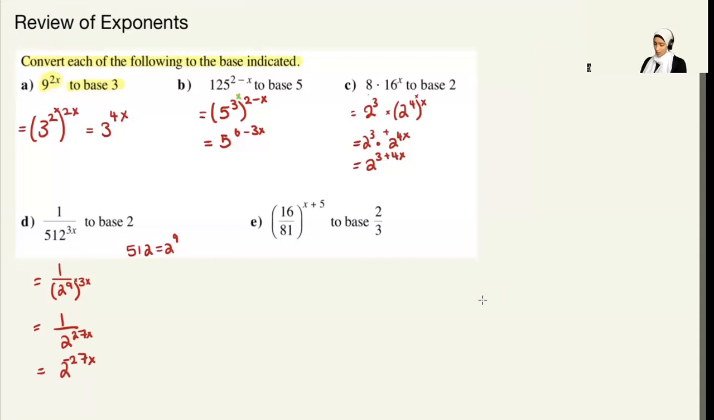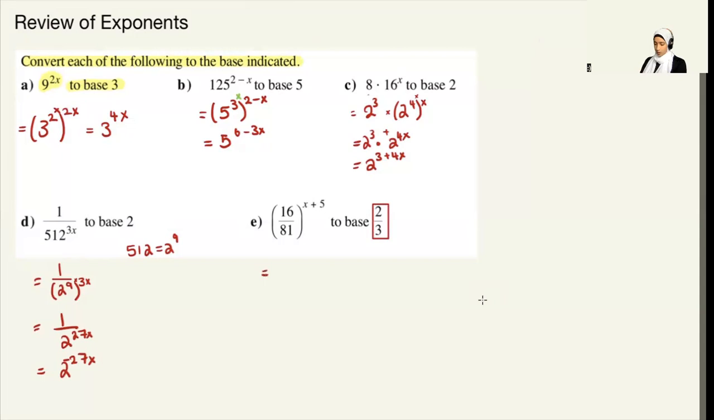So the next one says 16 over 81, and I want to write it as a base of 2 over 3. So what I want you to do here is take a moment, try this out on your own, and come back and join me as well, okay? Go ahead. All right, everyone. So now that you're back, let's have a look at this together.